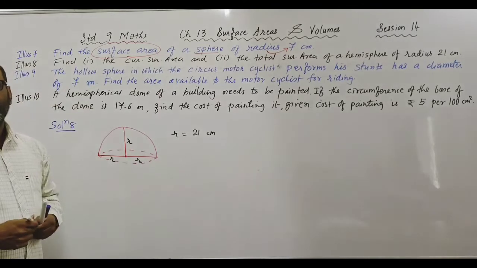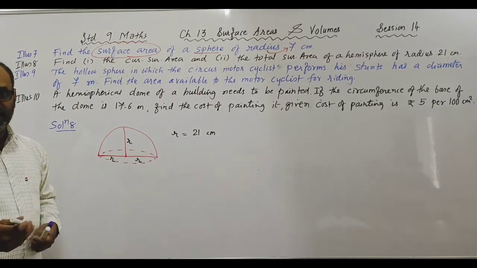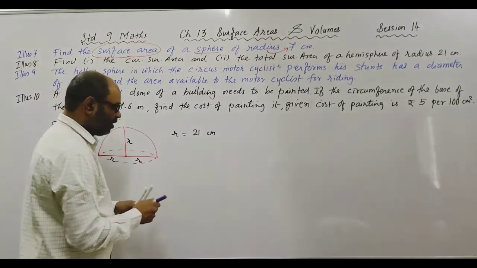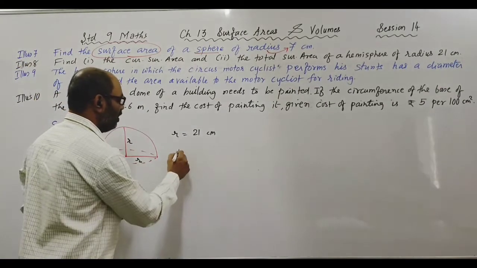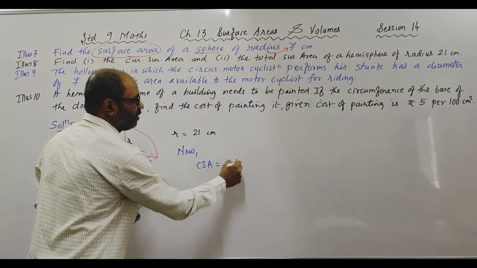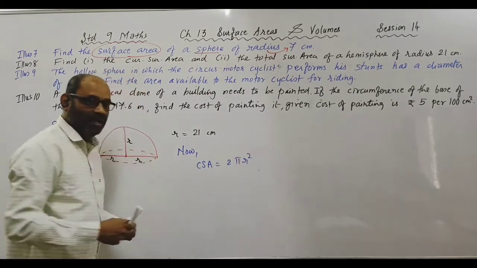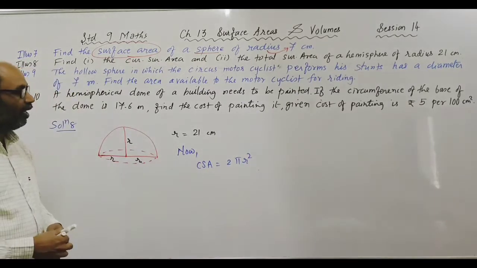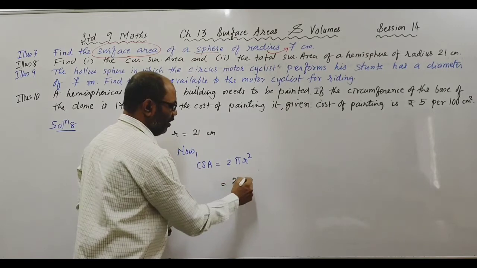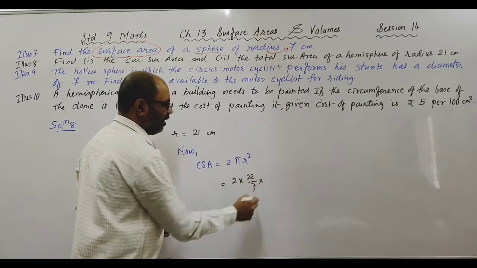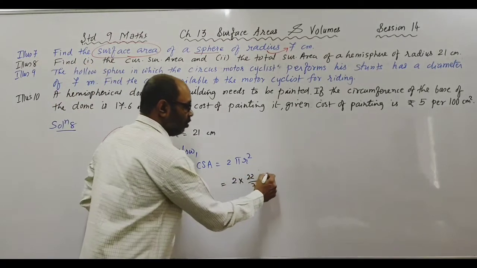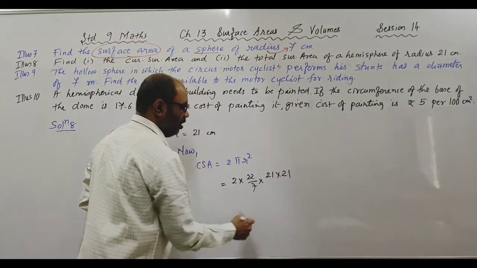And first thing, you have to find the curved surface area. Curved surface area is 2 pi r square. Very good. Now, curved surface area is 2 times pi r square. Put the values. Radius is given to you. 2 into 22 upon 7 into r square, that is 21 square, so 21 into 21.